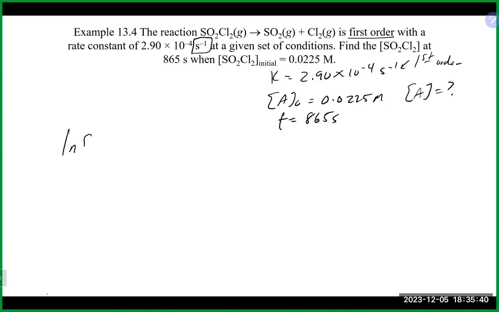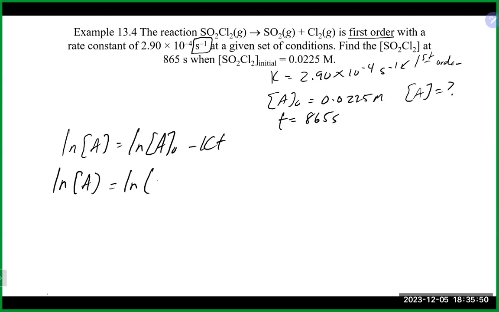So our natural log of A equals our natural log of A naught minus KT. Natural log of A will equal natural log of our initial 0.0225 minus our K, 2.90 times 10 to the minus 4 reciprocal seconds, and our time, which is 865 seconds. This also brings up a really good point when you ever use this equation, which you might down the road.